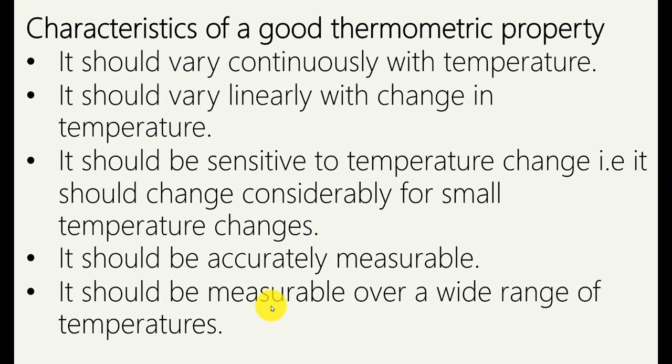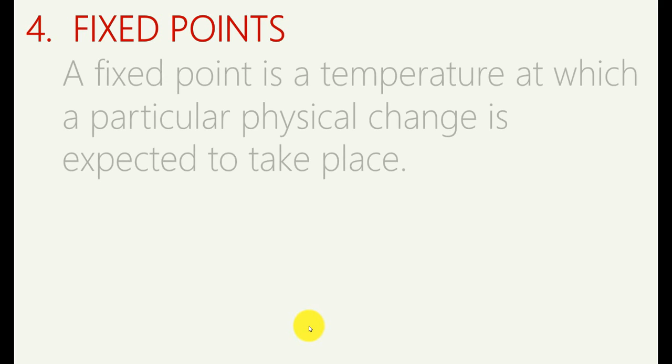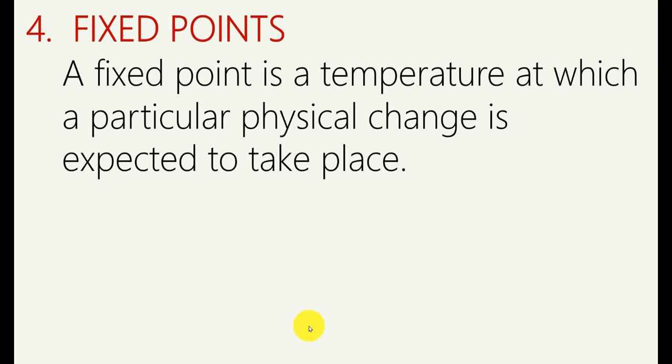Alright, so we are saying that a good thermometric property should possess these features. Now, number four, among the terms that we use in thermometry are what we call the fixed points. A fixed point is a temperature. It's not a point, it's a temperature at which a particular physical change is expected to take place. Please note that a fixed point is a temperature at which a particular physical change is expected to occur.